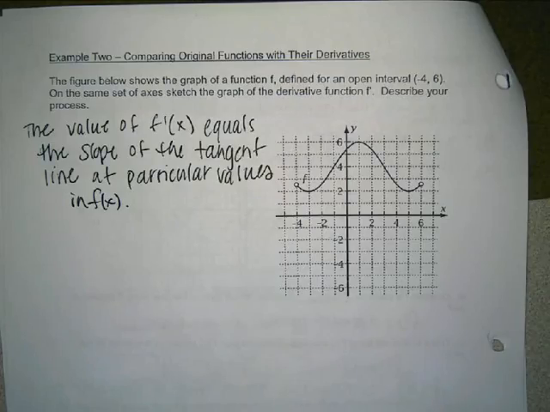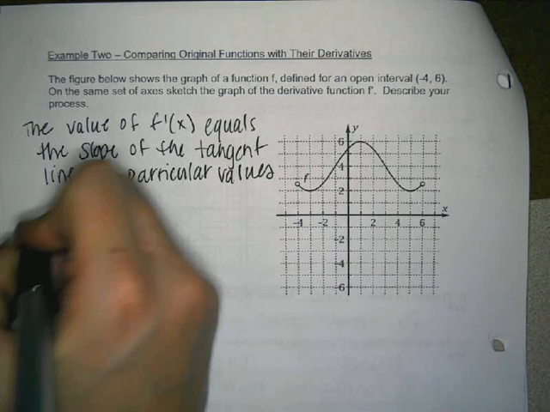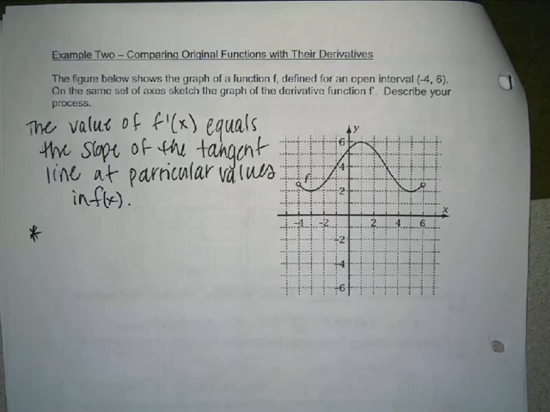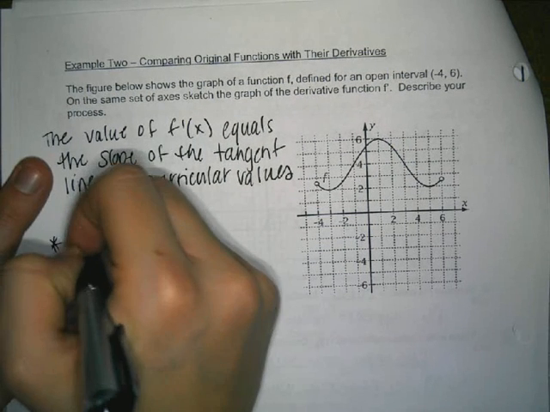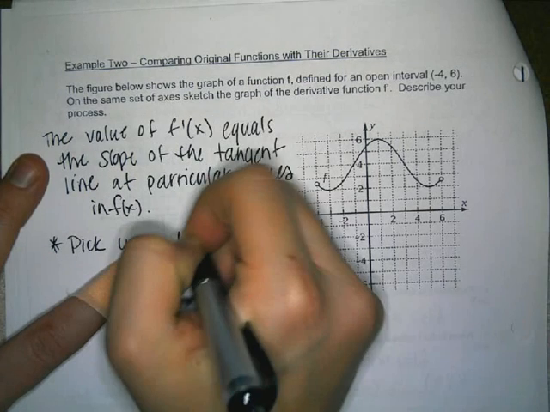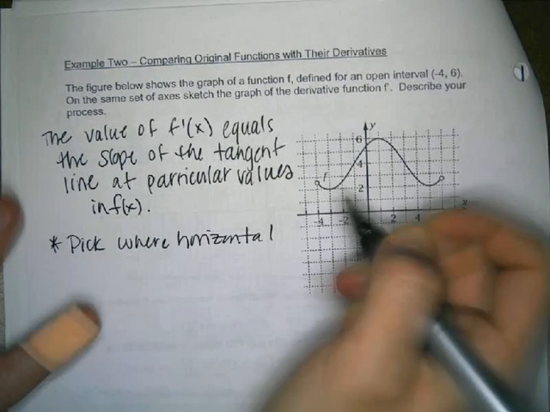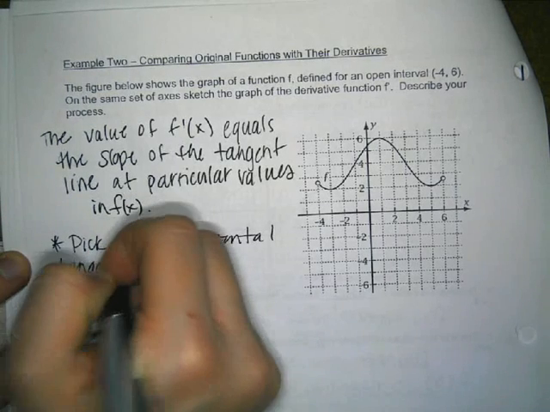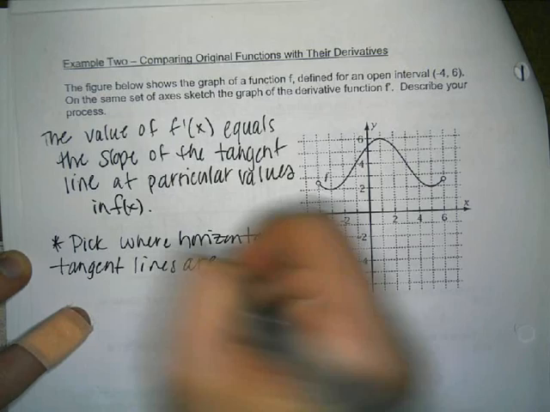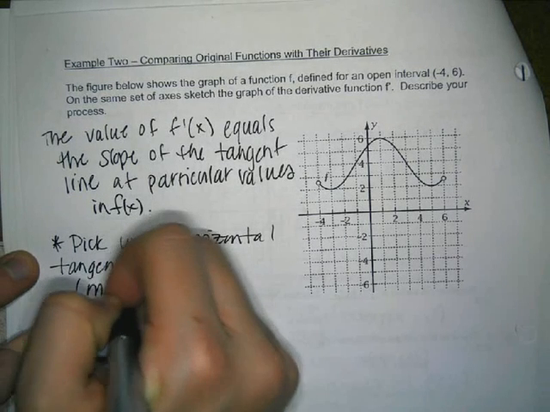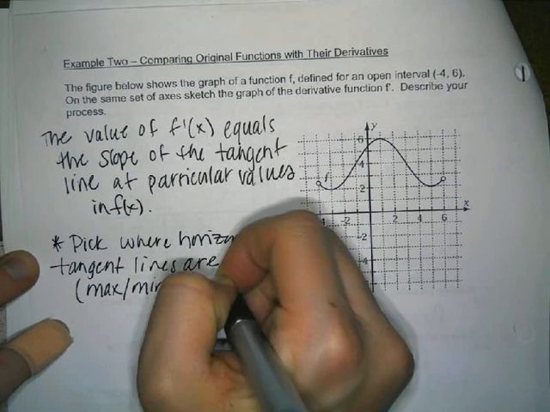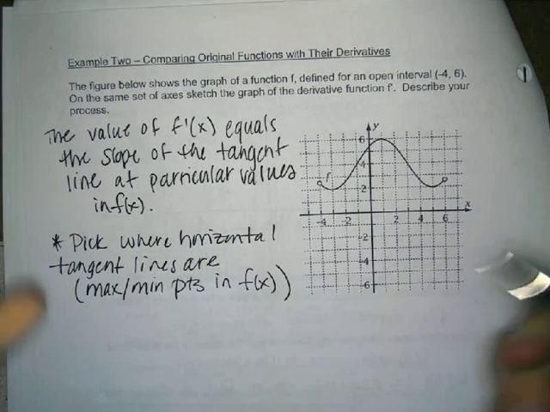So to sketch the graph, this is what we're going to do. We're going to start with the easiest tangent lines possible. What are the easiest tangent lines that we can draw in? The not changing ones, which would occur where? Maxes and mins, okay? So we are going to pick where horizontal tangent lines are, and we just identify those as the max min points in f of x. I want you to go ahead and sketch those in.